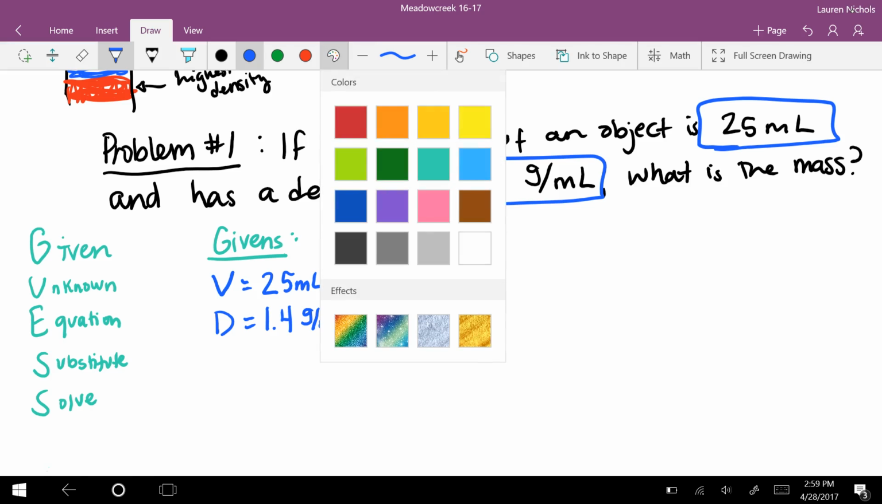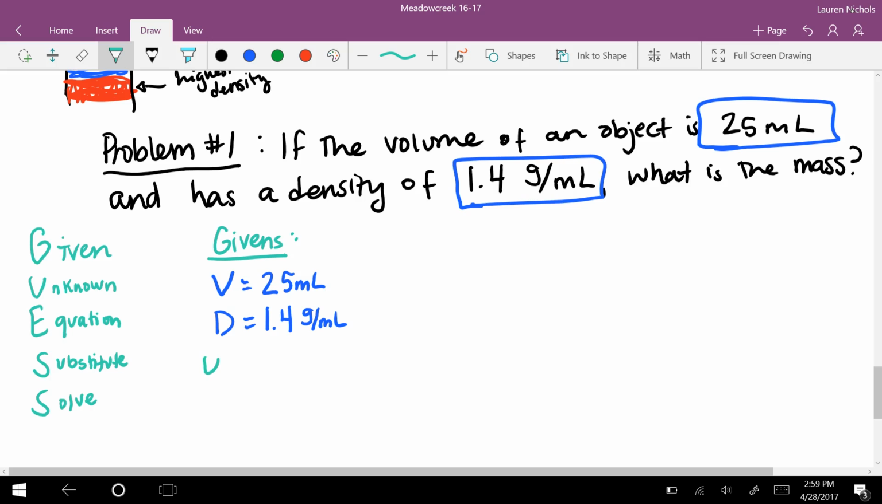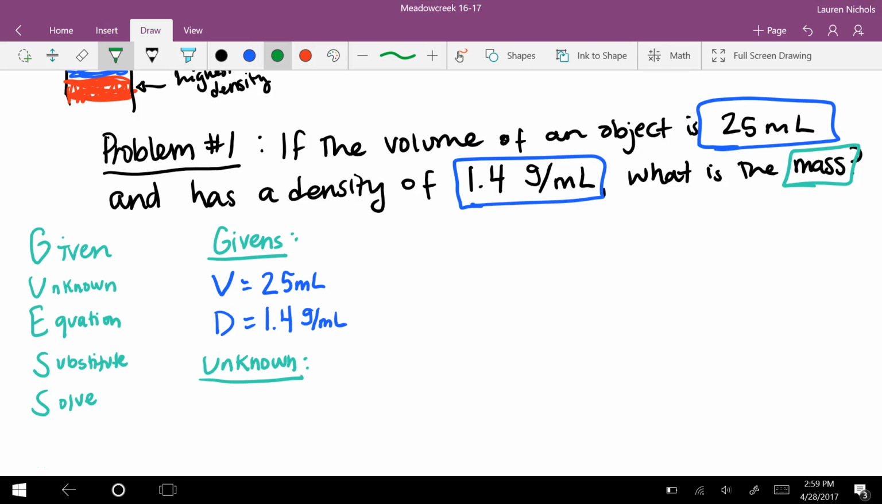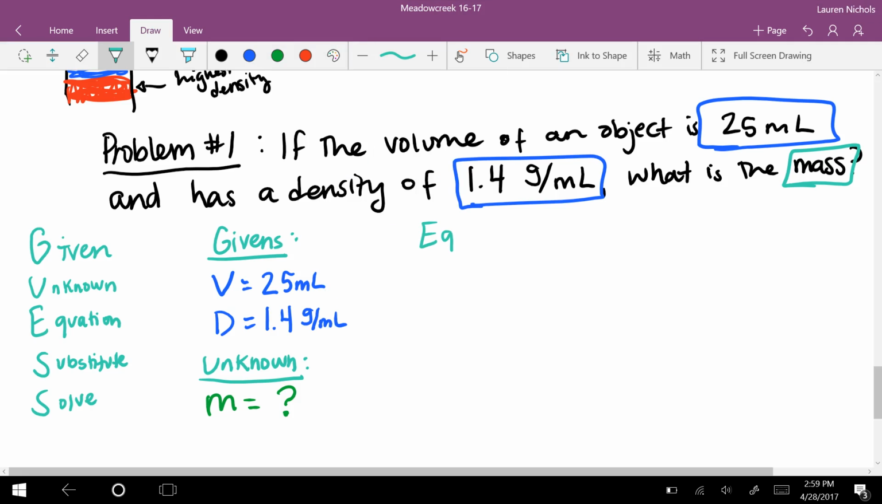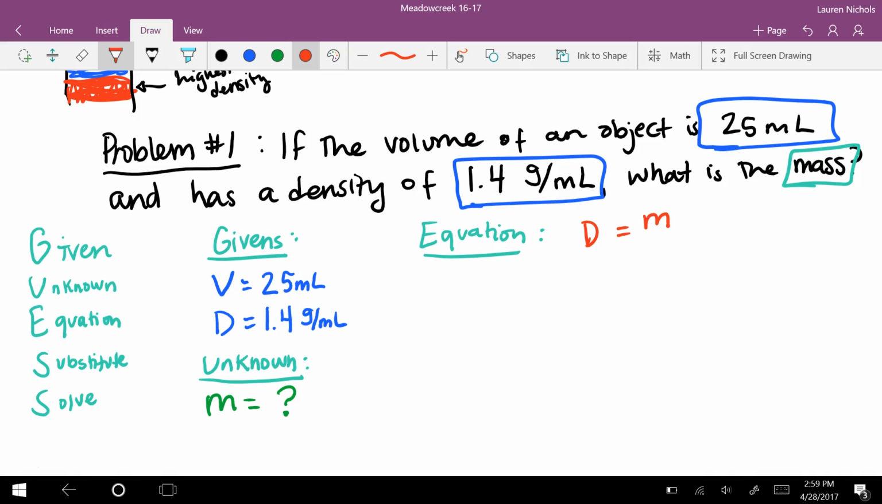Those are my two givens. My unknown is what I'm looking for, what I'm trying to find. It says, what is the mass? So my unknown is my mass. Mass is equal to a question mark in my brain. We don't know. That's why there's a question mark at the end of our sentence. Well, what is our equation? We know that our equation is going to be density is equal to mass divided by volume.